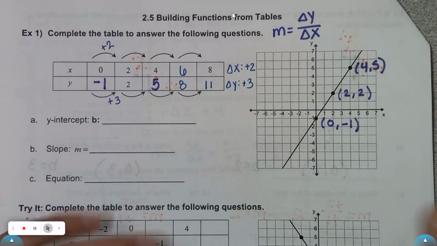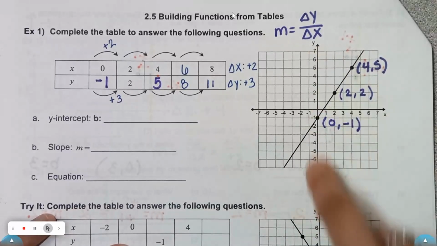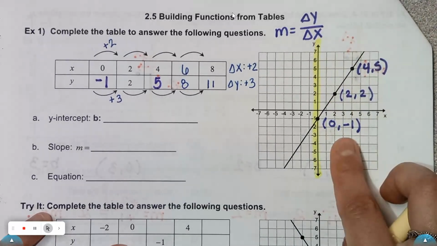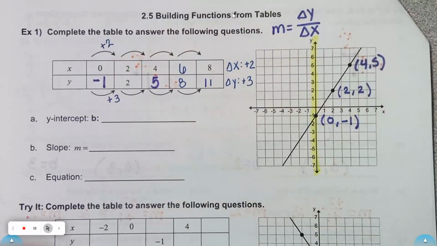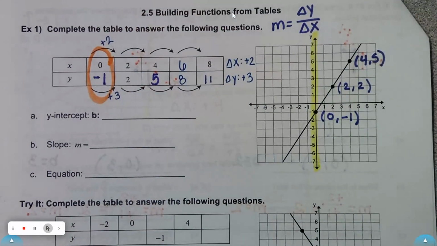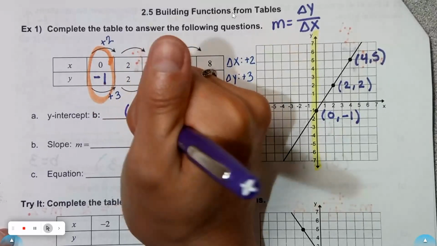My y-intercept is where my line touches the y-axis. So it touches at 0, negative 1. It's also in my table if I want to look wherever x equals 0. So you have two ways of finding it. So my y-intercept is going to be at 0, negative 1.